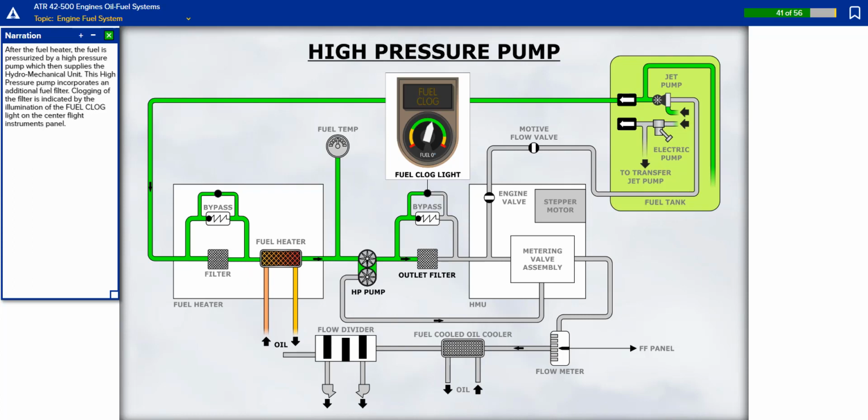After the fuel heater, the fuel is pressurized by a high-pressure pump which then supplies the hydromechanical unit. This high-pressure pump incorporates an additional fuel filter. Clogging of the filter is indicated by the illumination of the fuel clog light on the center flight instruments panel.